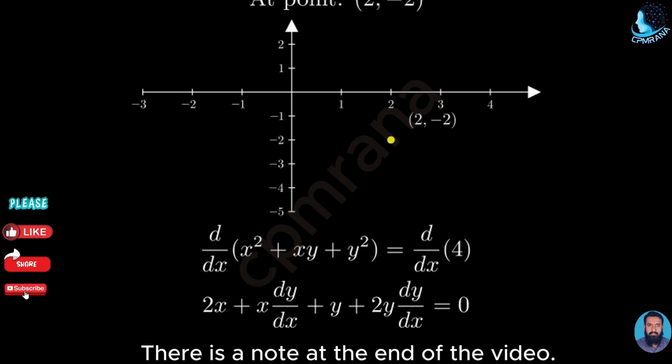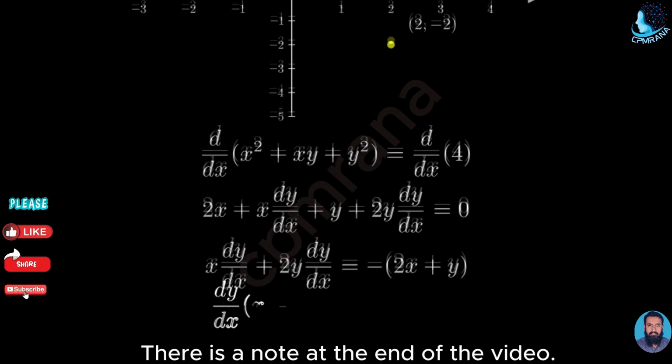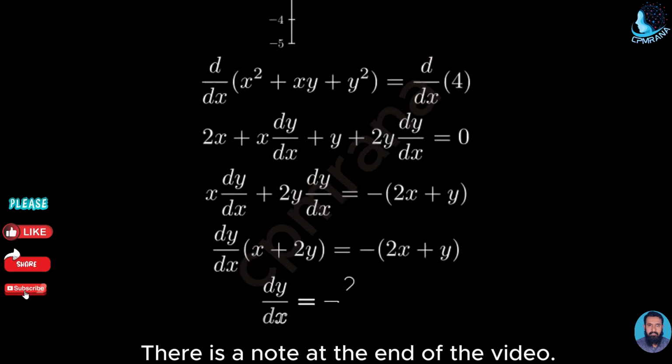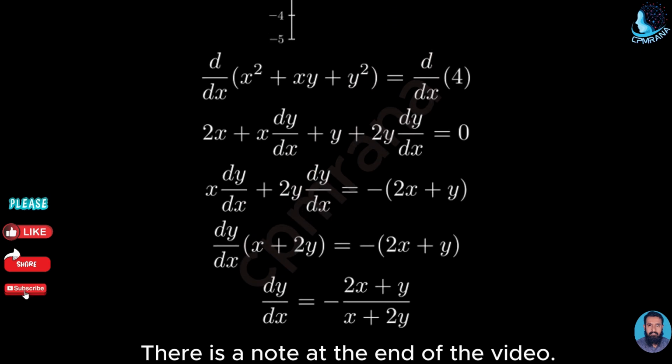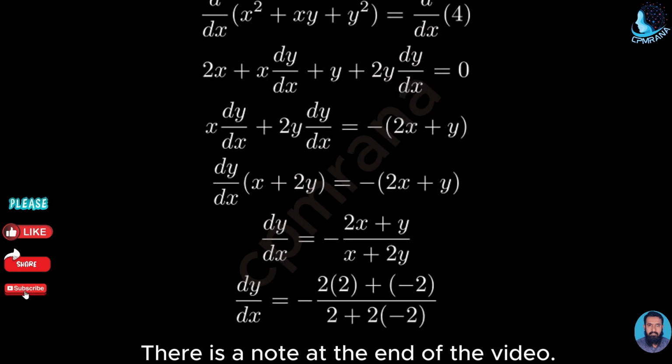Now, let's solve for dy/dx. First, group terms with dy/dx together. Then, factor out dy/dx. Finally, solve for dy/dx. Now, substitute x equals 2 and y equals negative 2 into the equation.